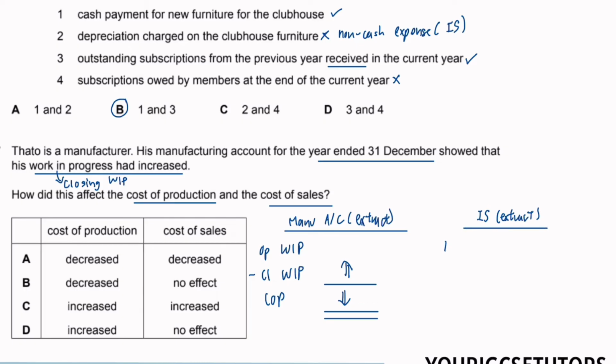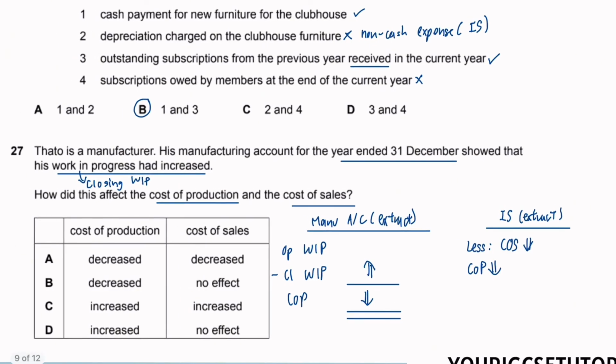It's just an abstract, so you'll usually have sales, and then we get less cost of sales. Cost of production will usually be put here. So when your cost of production reduces, your cost of sales will actually also reduce. Okay, so we can see A is the correct answer.